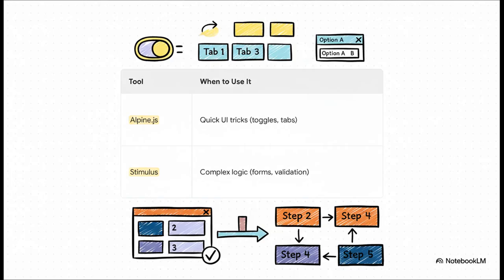So what does that actually look like? Well, you use Alpine for the sprinkles, the quick, self-contained UI bits. A simple toggle, a tabbed interface, a drop-down menu, easy stuff. Then, for the depth, the really complex core application logic, like a big multi-step form with lots of validation, that's when you reach for the precision of Stimulus.